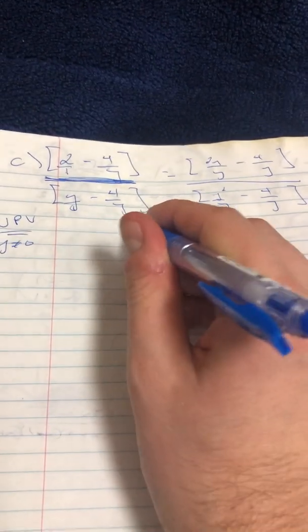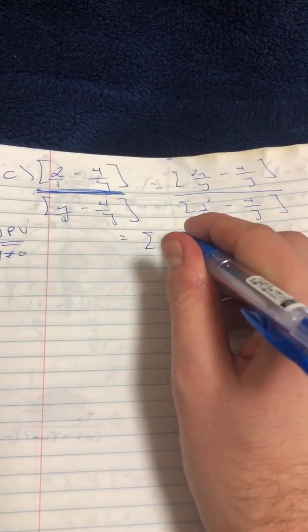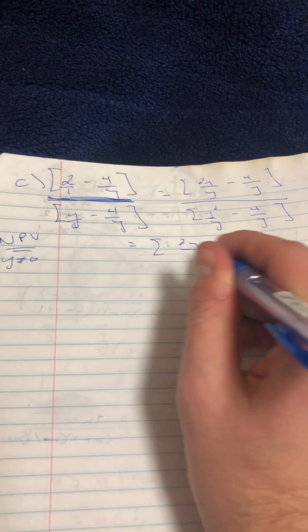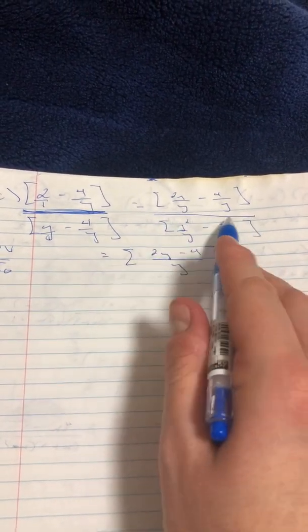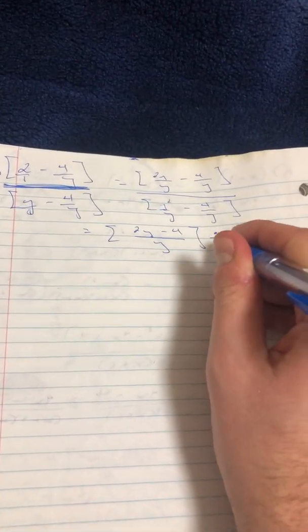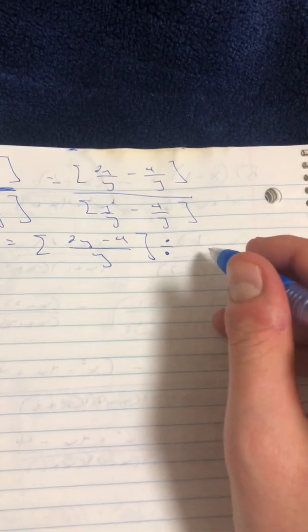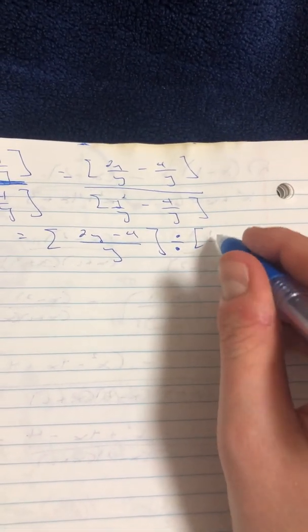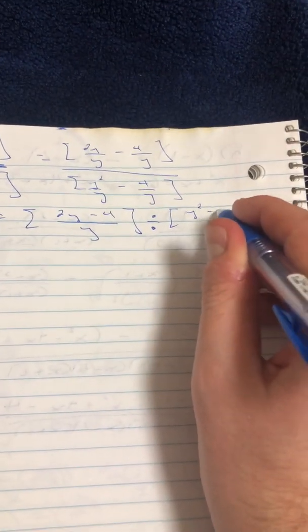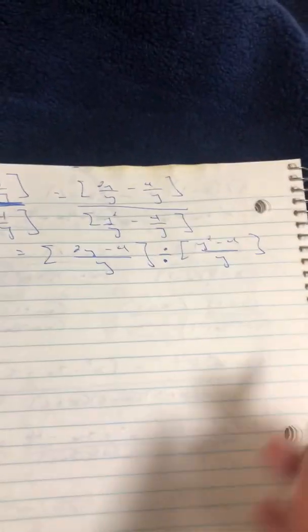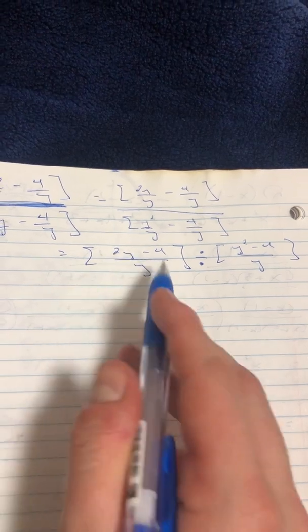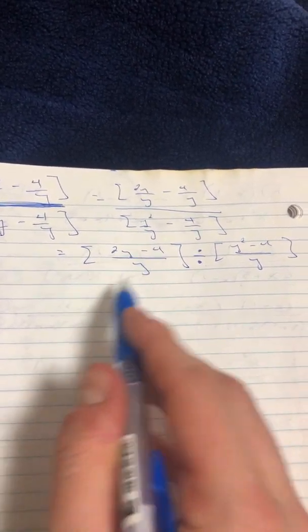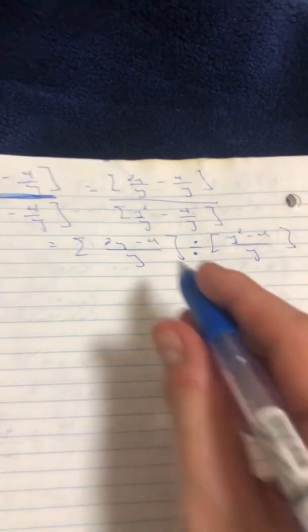Great. So this is going to be equal to 2y minus 4 divided by y. And I've decided to rewrite that long bar as the division symbol right over here. And so this is going to be divided by y squared minus 4 divided by y. And so we should factor this, right? We should factor the expression over here, and we should factor this expression right over here.